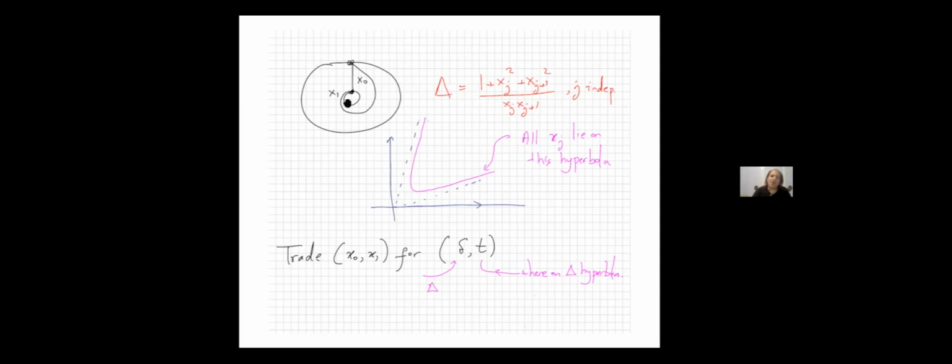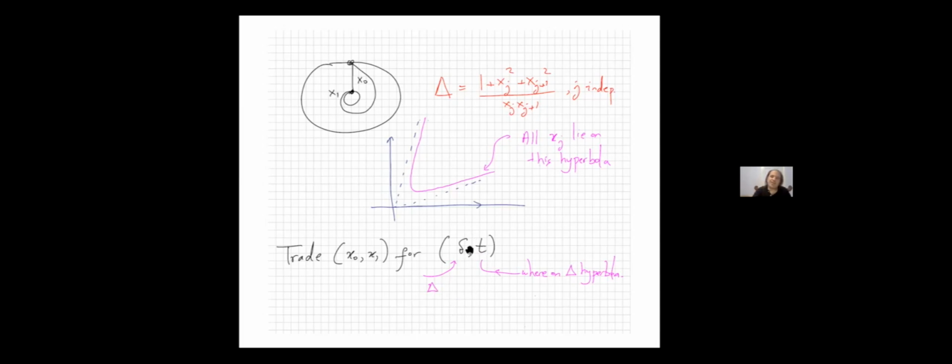That means that when delta is fixed, all the cluster variables lie on some hyperbola. And of course, every time there's a hyperbola, you should find variables where you write it as xy equals 1, or as xy equals rho squared, and then you write x equals rho e to the t, and y equals rho e to the minus t. That's always what we do with a hyperbola. And if we do that here, we're going to trade these variables, x0 and x1, for two new variables, which I'll call little delta and t. I'll identify them in a second.